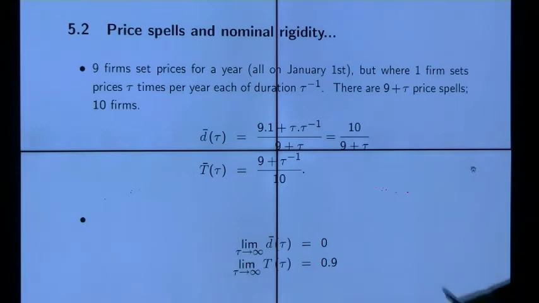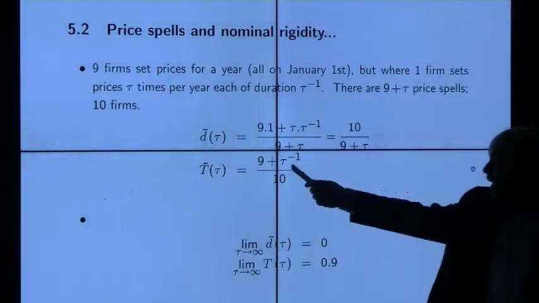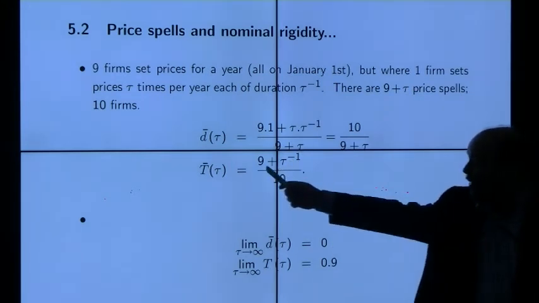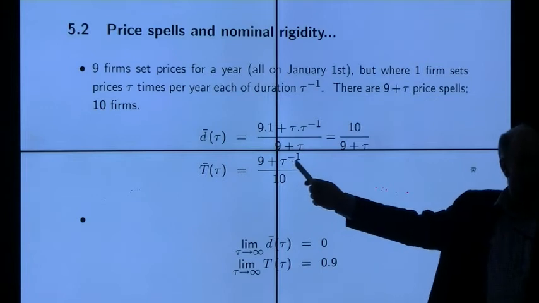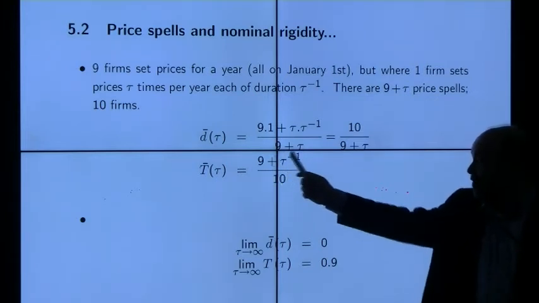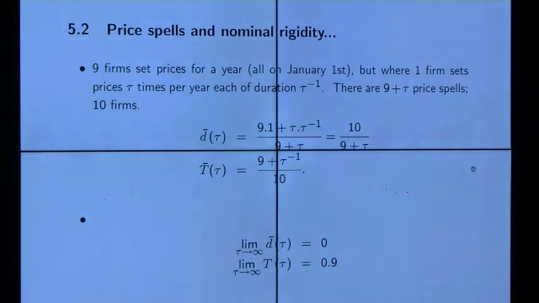Now you can see immediately that what happens as τ gets bigger and bigger here is not that the thing goes to 0, but that it goes to 0.9. We have 9 plus 1 over τ, and as τ goes to infinity, this bit goes to 0, and we're left with 9 over 10. So that's the cross-sectional mean.